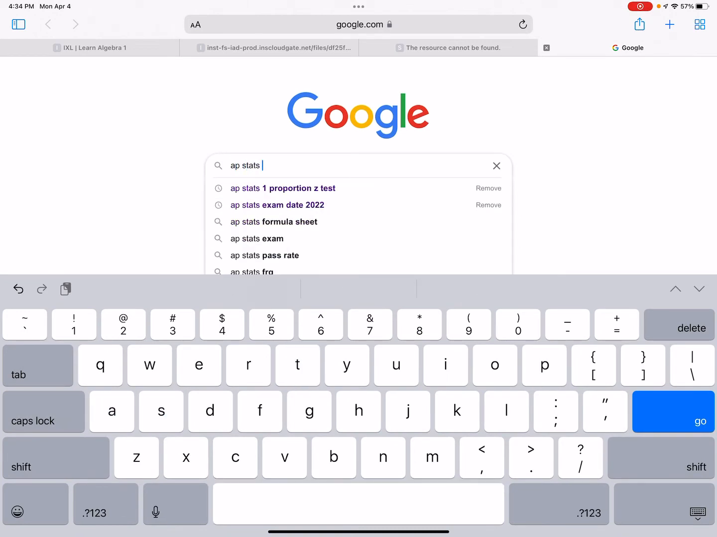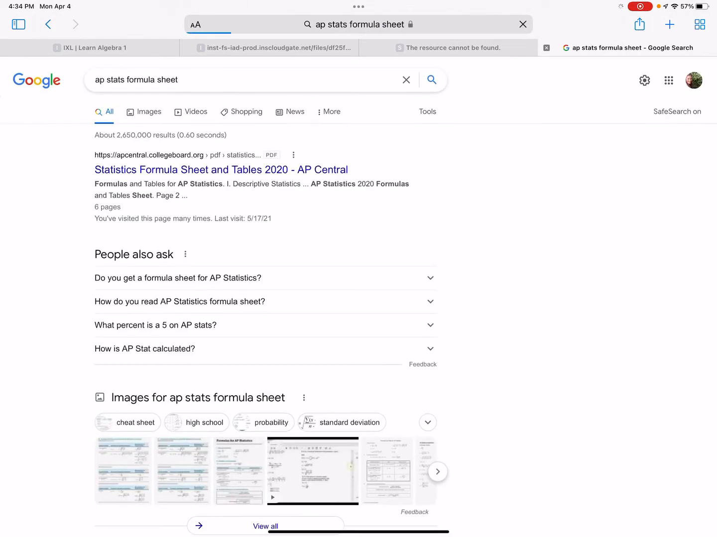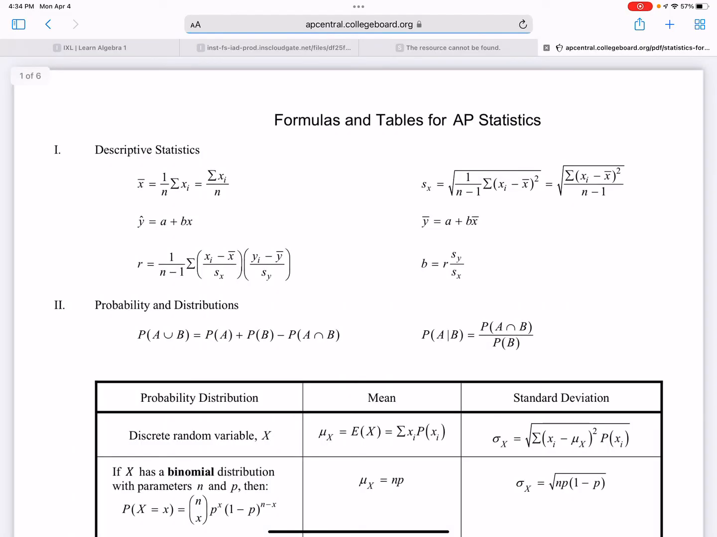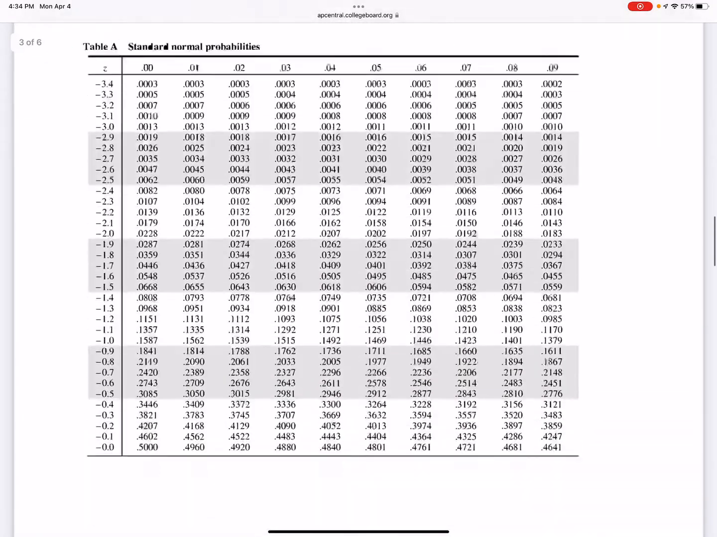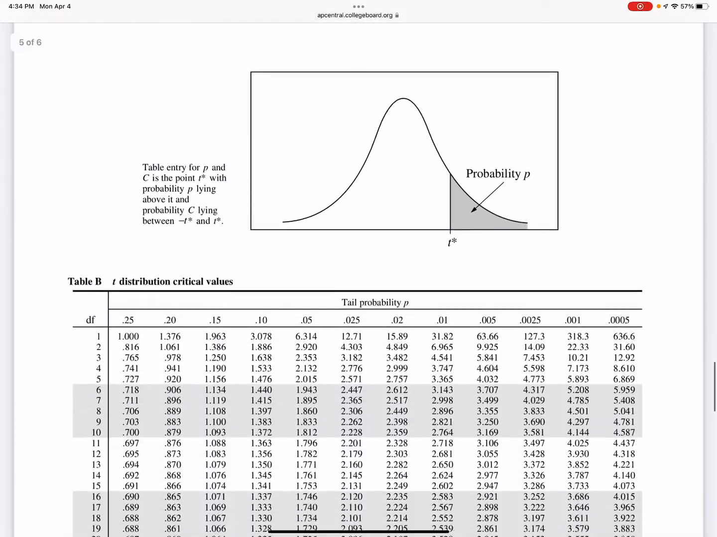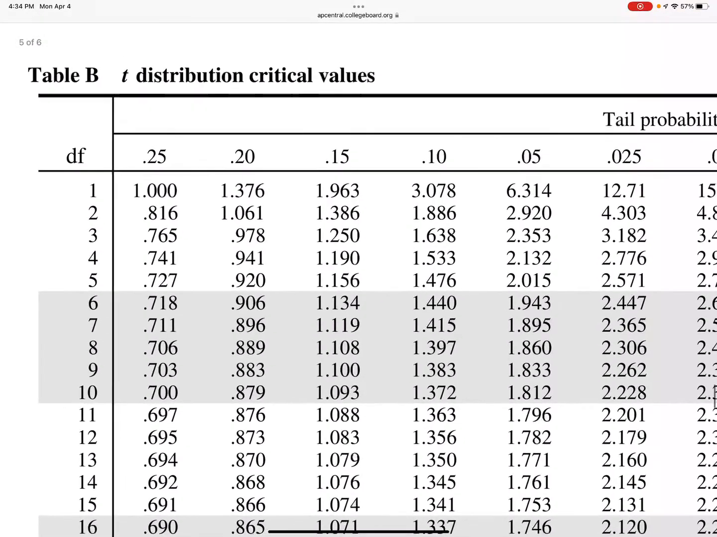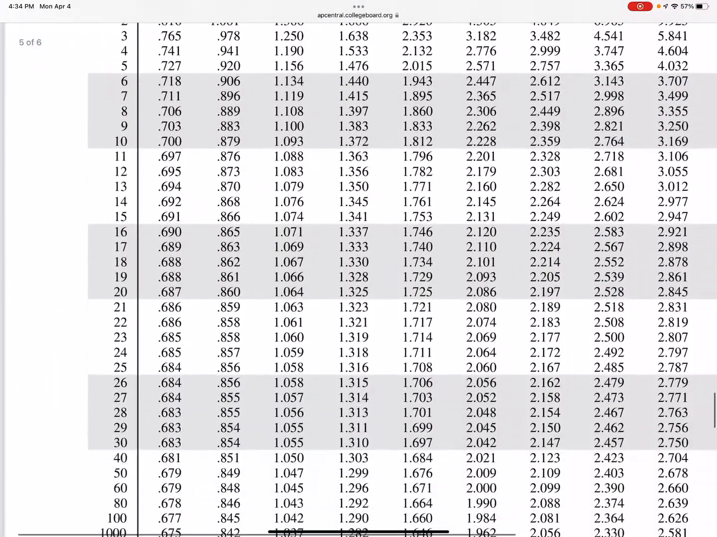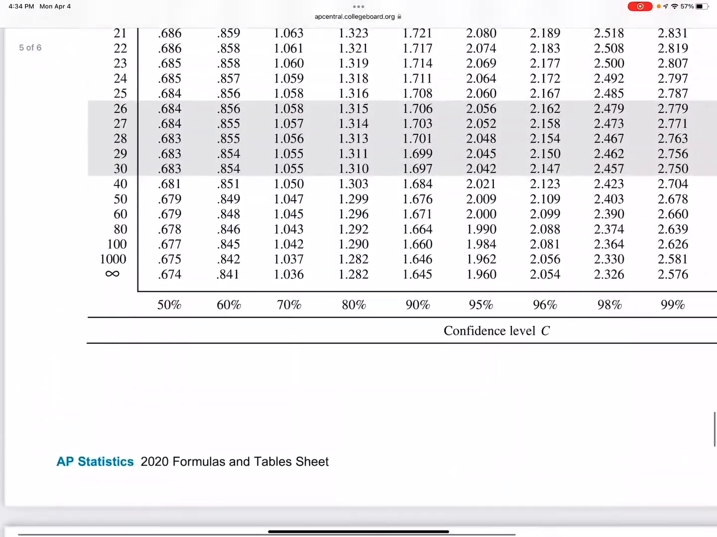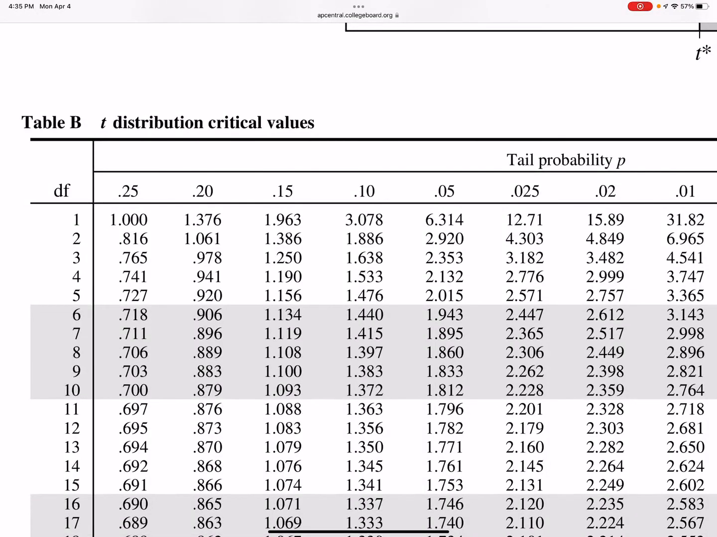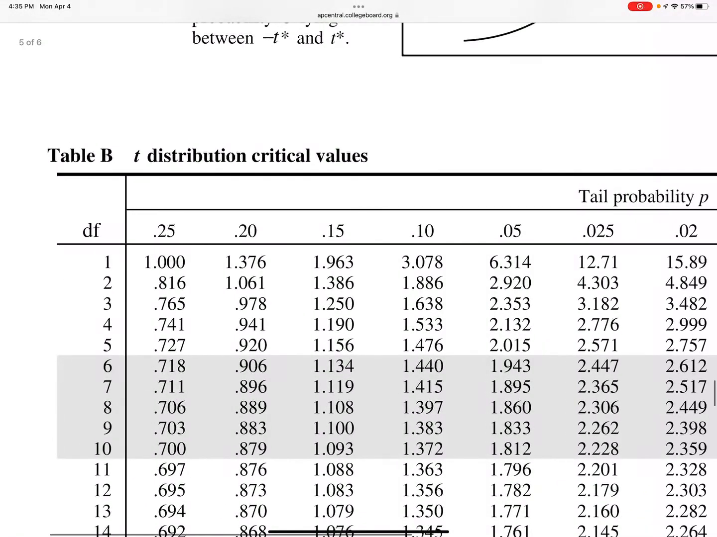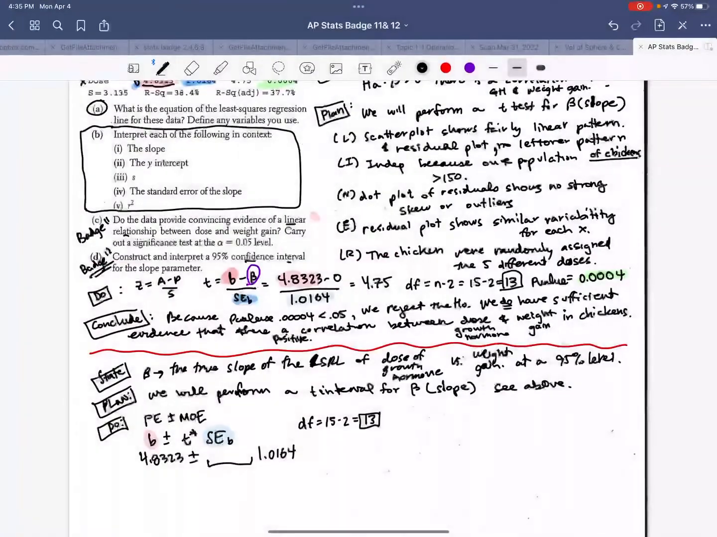AP Stats formula sheet, there it is. All right, here's our formula sheet. Here's our t star. We see it's this t star. When I look at a degree of freedom of 13, and I float up from 95, so that's my sixth column over, 95 and 13, I get 2.160. There it is, 2.160. Okay. Got that from the table.